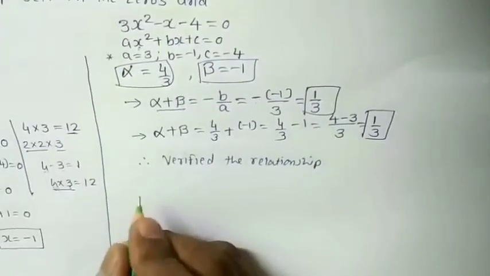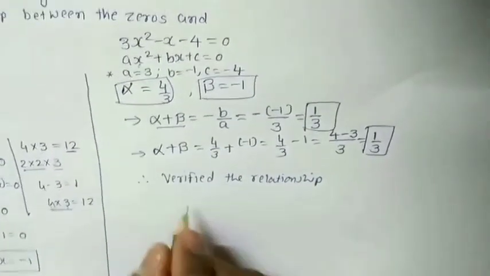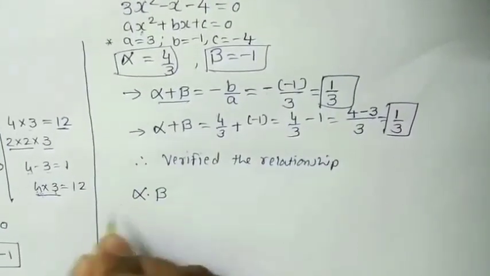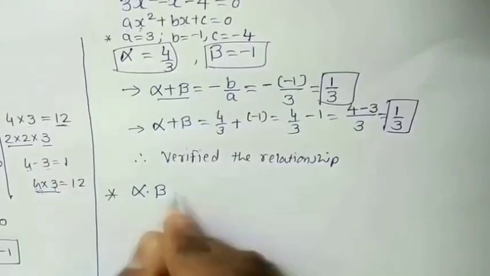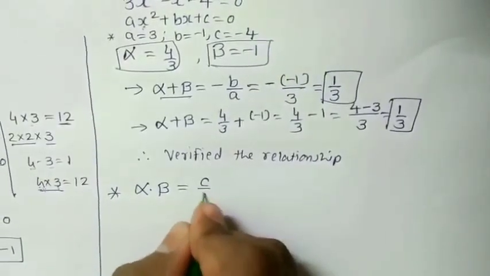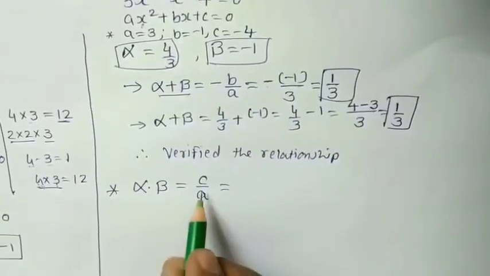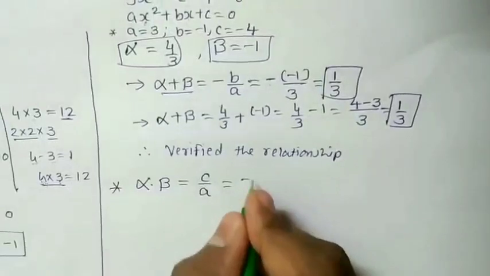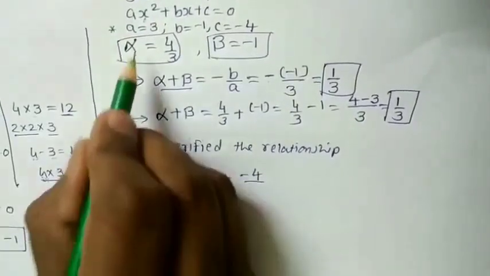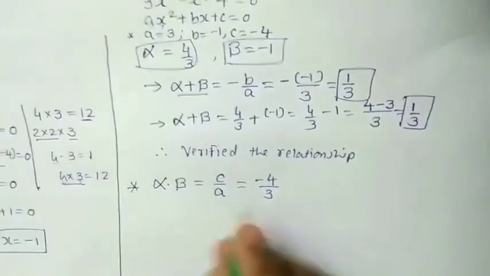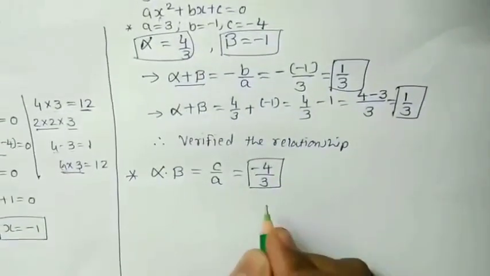Now we will try to find out the relationship that is multiplying, that is alpha into beta. We'll find out the relationship. You know that alpha into beta is equal to what? The formula is c upon a. Now let us put the values. What is the value of c? Let us see here. That is minus 4. I'll write minus 4 upon a. a is equal to what? It is 3. So alpha into beta is equal to minus 4 by 3.